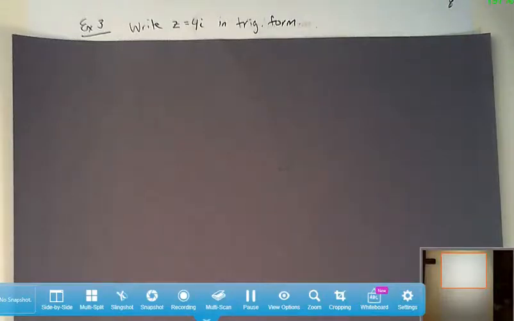Now, this problem, we can do the same steps that we did before. We can plot and find r and find theta and then write our answer. But this one has a tremendous shortcut. And I'd like you to try to think of what that shortcut might be.